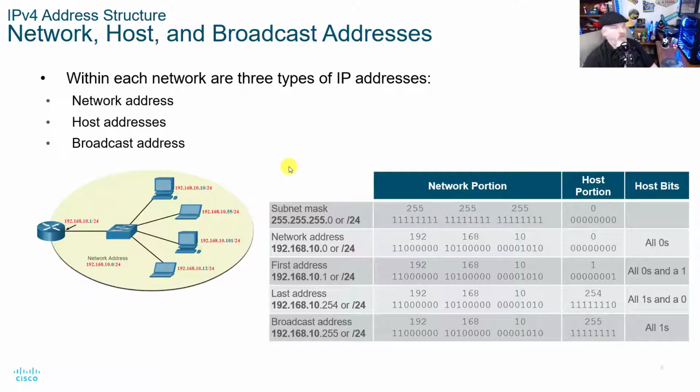When we look at the network, host and broadcast addresses, within each network there are 3 types of IP addresses. You have your network address, your host address, and your broadcast address. This is looking at a network here. We have our edge router with 192.168.10.1/24, 255.255.255.0. And then we have our network address here of .0. That's our network address. We put an IP address of .1 on our gateway. And then we have .10, .55, .101, and .12. Those are all within the range of that network.